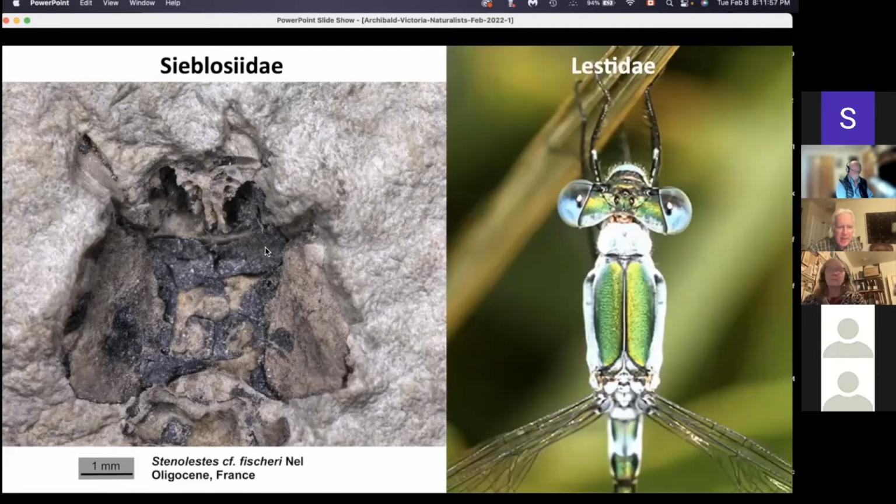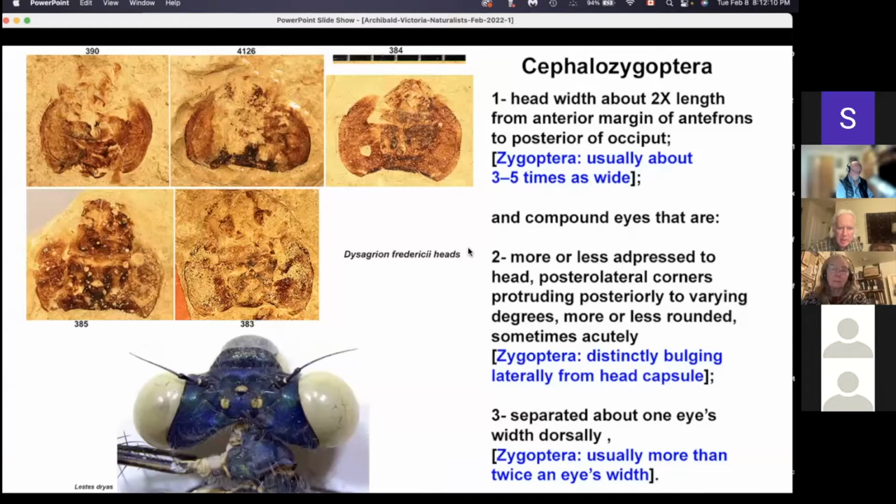Here's that head shape, and to remind you, here's that Elestid, family Elestidae. Here's that shape here on this one. You see the very wide area, the bulgy eyes, et cetera. All right, so we decided to take the big leap. Must be bold. We took the big leap and named a new suborder, the Cephalozygoptera, which means head damselfly. Zygoptera is damselfly, and cephalo means head in Greek.